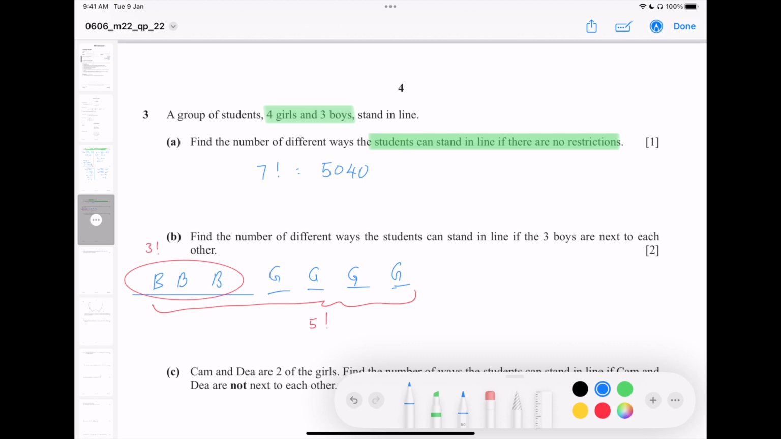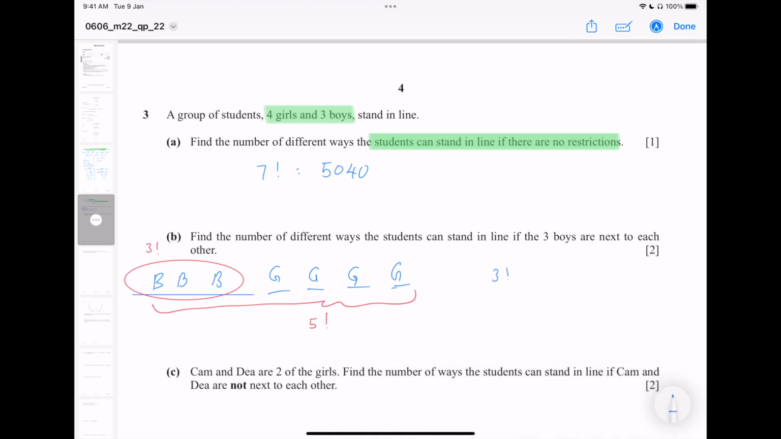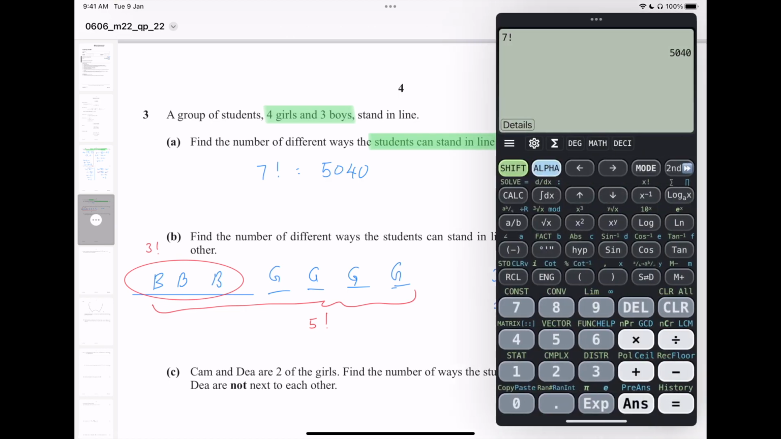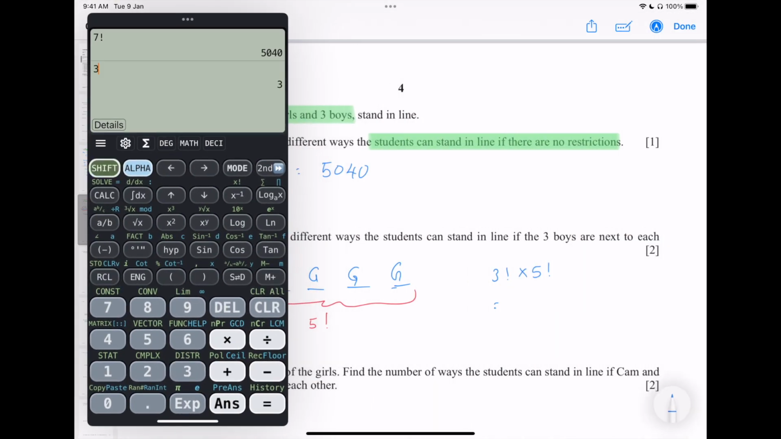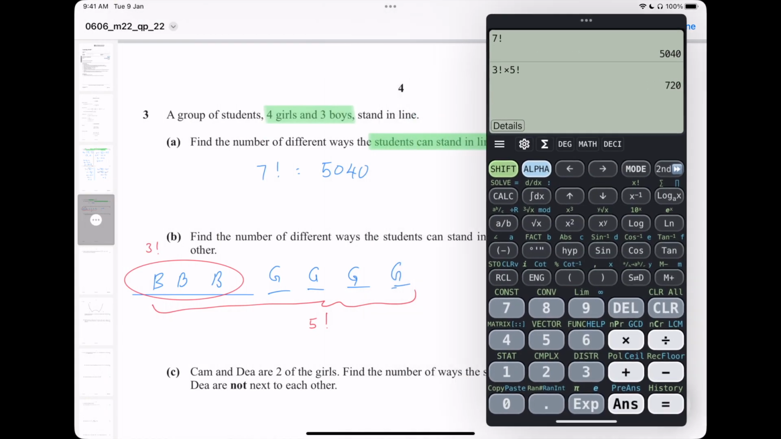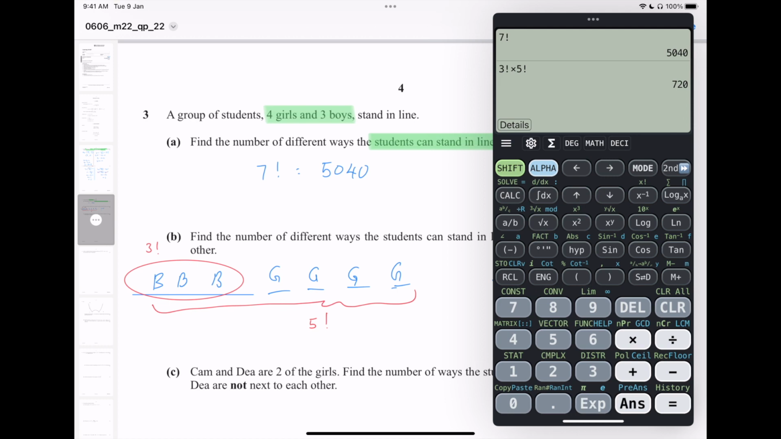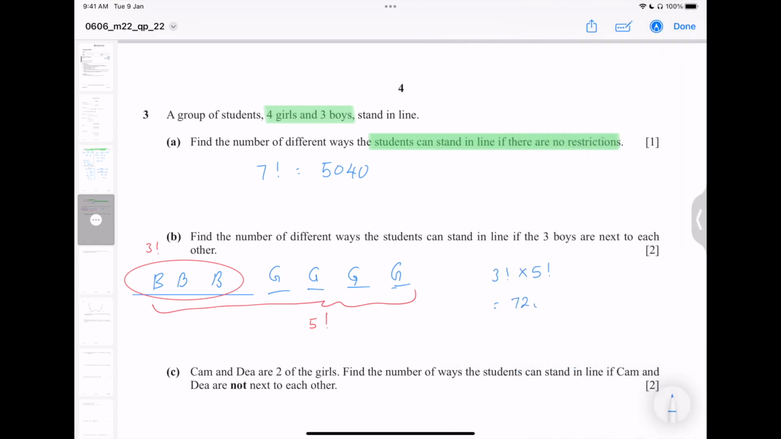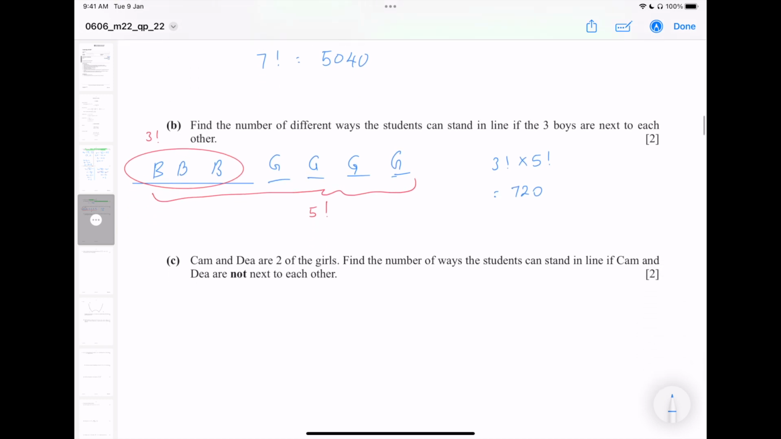Okay, so all these events happen in the same case. That means we have to multiply. The answer is 3 factorial times 5 factorial. You will have, let's see, 720. So just write it in. 720.